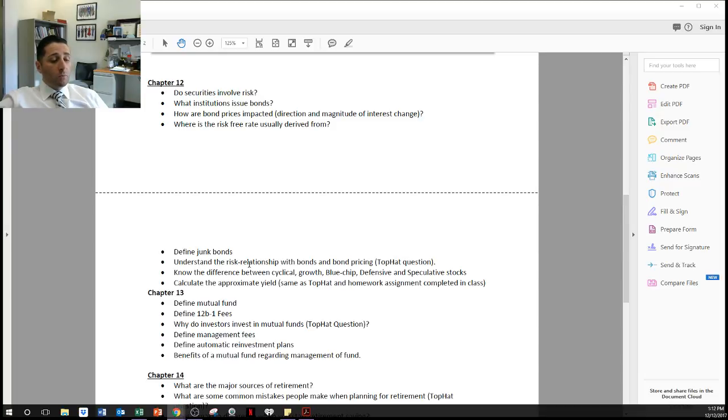Understand the risk relationship with bonds and bond pricing. We went through this in depth in class. We have a Top Hat question that I went through. If I asked you, if a bond is selling below par value, what is that called? Or if a bond is selling above par value, what is that called? Understanding what those terminologies mean. And then these bonds right here. So you're going to know the difference.